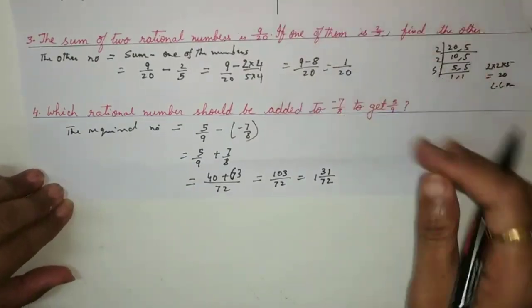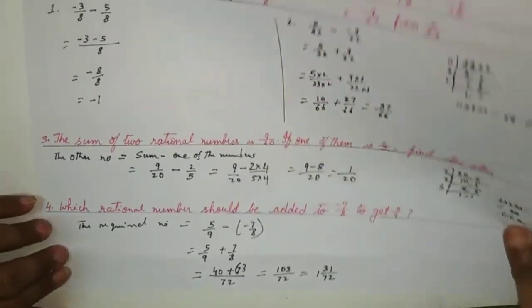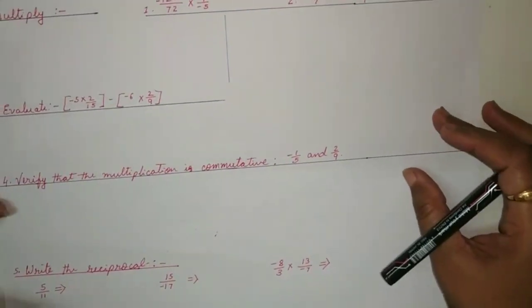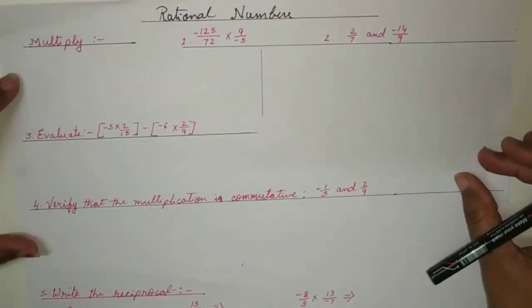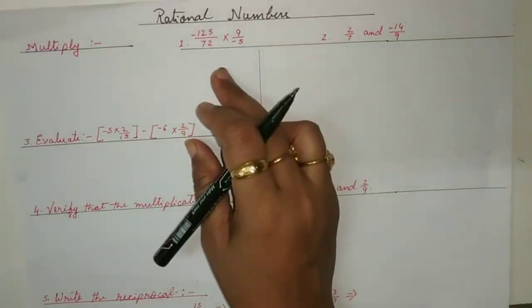So these were some of the sums based on subtraction which we have done. And the next topic that I am going to take up is multiplication as well as division. So first let's do multiplication of the rational numbers. Here we go. How to multiply.